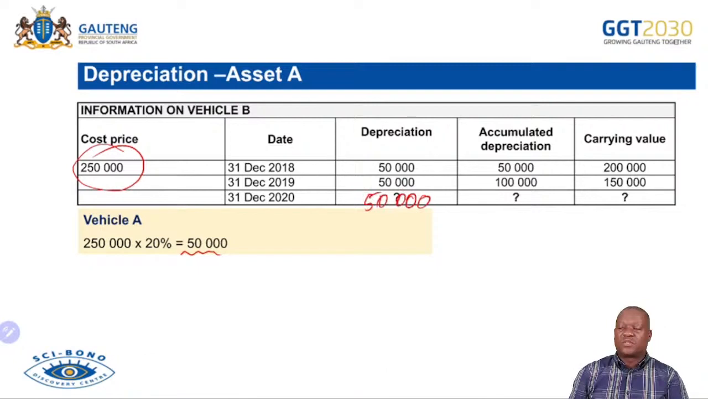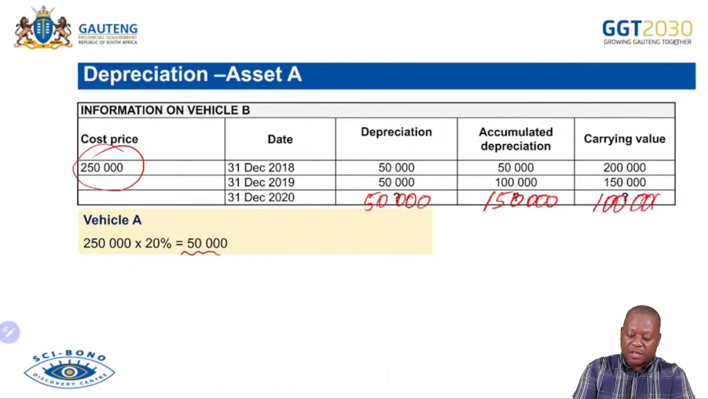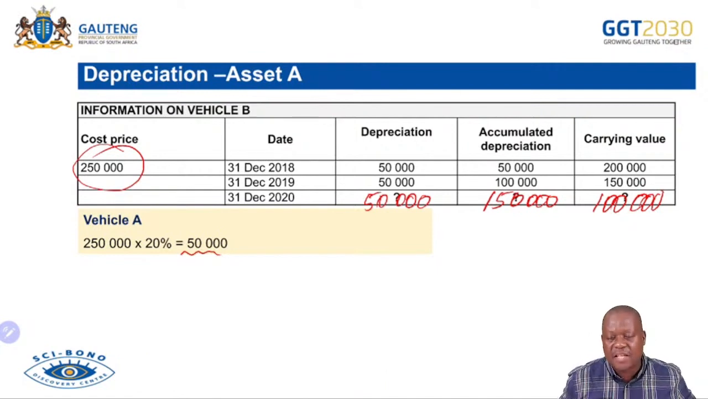What happens to our accumulated depreciation? Remember, accumulated depreciation is the total value lost. So we have lost 50,000 for 3 years now. So it becomes 150,000. Carrying value is cost minus accumulated depreciation. Cost, which is never changing, 250,000 minus 150,000. And it's going to give us our 100,000. So it therefore means in our information, wherever there is a question mark, we are in a position, we have got the power to make sure that those question marks change to figures.